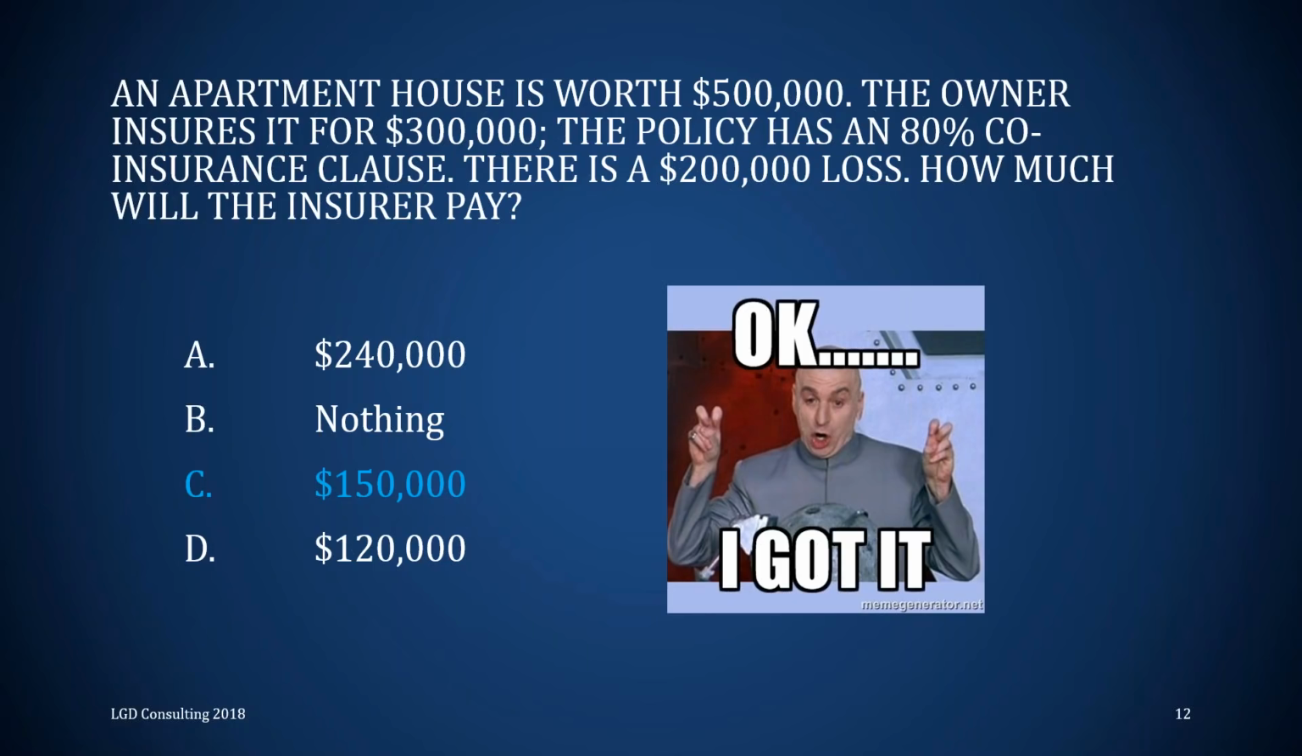Now, they may change it, because one of the test questions has changed where they actually bought more than 80% of coverage. In this case, the example I have here, they bought less than the coinsurance requirement. But if they bought more than the value of the property or more than the 80%, then the full loss would be covered, just so you know. All right, so be wary of that one.